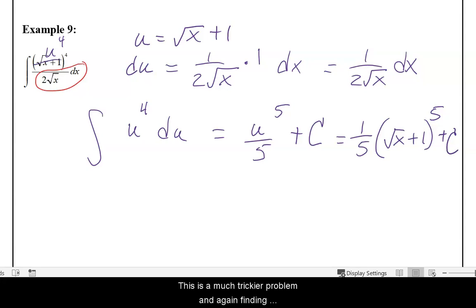This is a much trickier problem, and again, finding u is an art, not a science. There is intuition in it, but remember that when a mathematician says intuition, what they're really saying is, I have done hundreds and hundreds of these problems, and my subconscious is telling me that it has seen something like this before, and this is what I should try first. That's all intuition is. It's your experience over hundreds of problems telling you which way to try first.